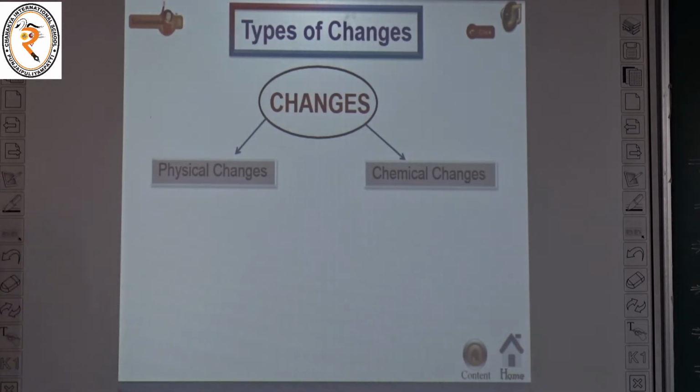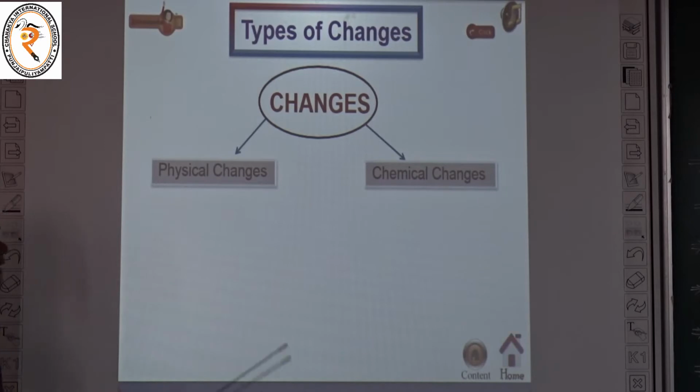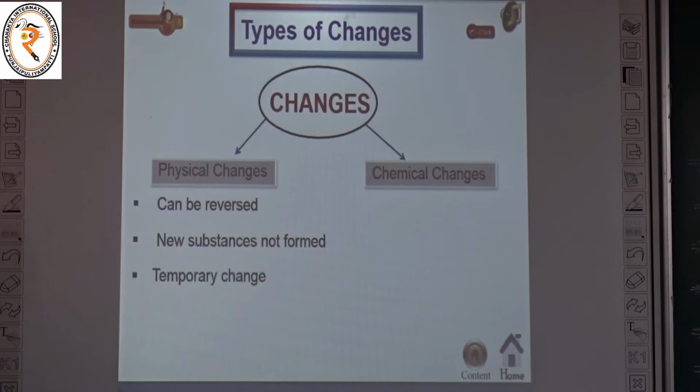First one, types of changes. In general, there are two types of changes. One is physical changes and the other one is chemical changes. See, what is called physical changes? Physical changes can be reversed. New substances are not formed in physical changes and it is a temporary change.